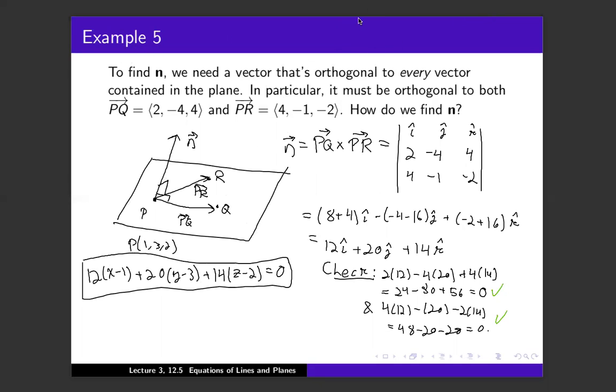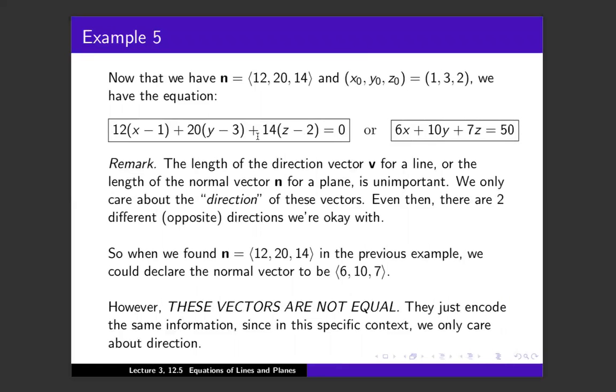However, now let's think about that. So that's the exact answer we had. We can also write that as 6x plus 10y minus 7z equals 50 after doing some algebra. Now I want to point something out here. The normal vector that we had to begin with here was n is 12, 20, 14. Here, the normal vector was 6, 10, 7. Notice that this is 2 times the vector 6, 10, 7.